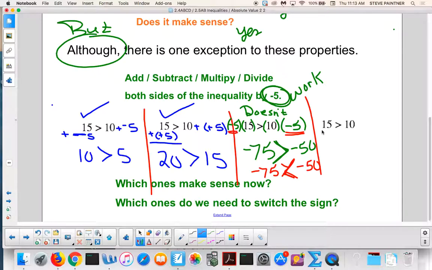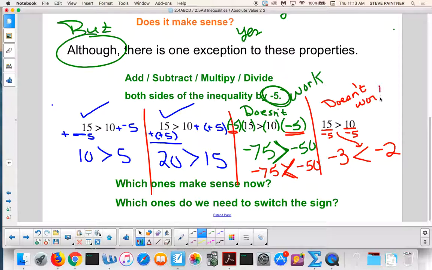Okay, and then you probably have already picked this up, but when you divide by a negative, you end up with negative 3, negative 2. Do we keep the sign coming down? No, because then it wouldn't make sense. Negative 3 is actually what? Less than negative 2. So to keep this working, you've got to switch the sign. So again, it doesn't work.